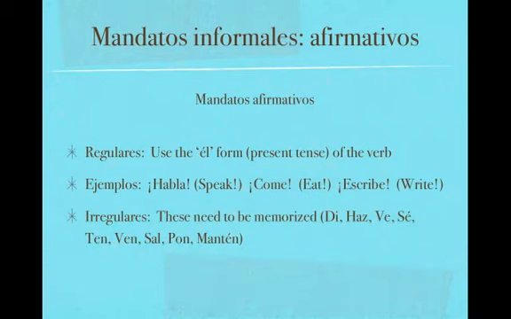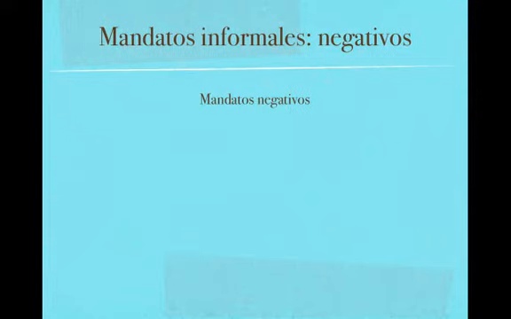For irregulars, los irregulares, you're going to have to memorize them because they don't follow any specific pattern. So di is from decir, haz is from hacer, ve is from ver, ve is from ir, excuse me. Sé is from ser, ten is from tener, ven is from venir, sal from salir, and pon from poner, and mantén comes from mantener. It follows a similar pattern as tener. In the negative as well, which we'll see in a few minutes.